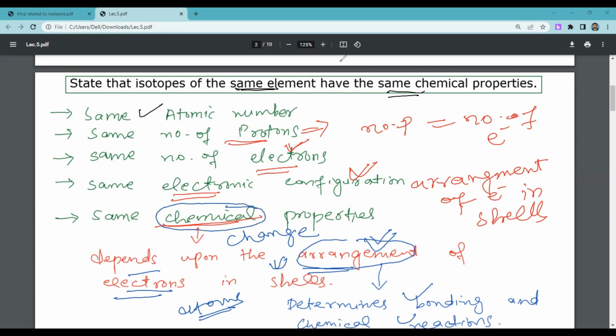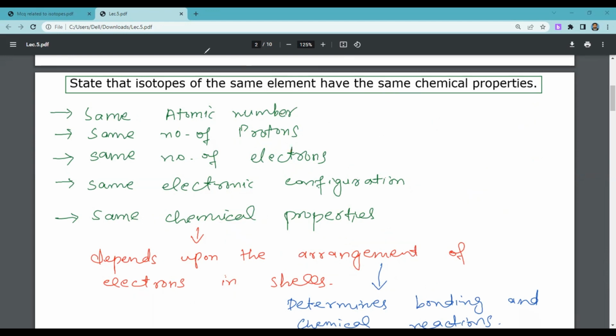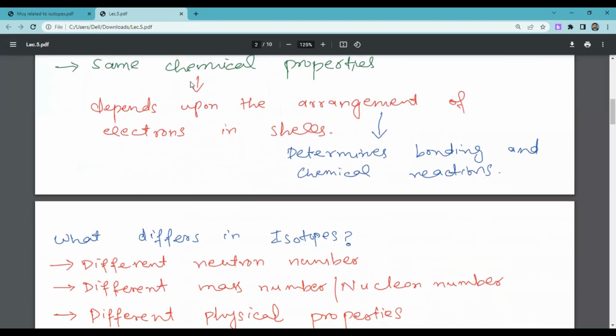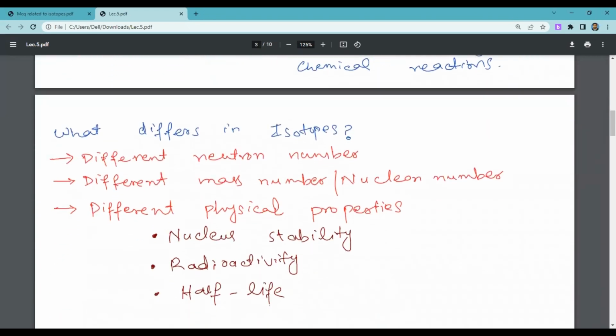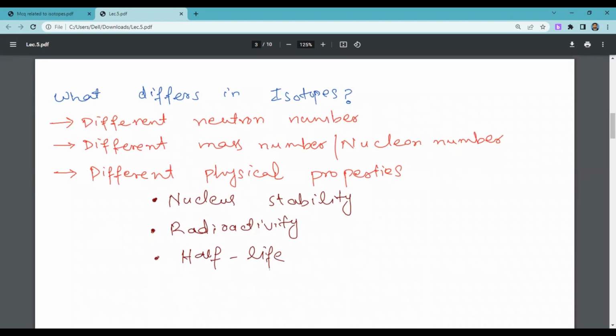If isotopes have the same chemical properties, then what is different in isotopes? How do isotopes differ? As we discussed, isotopes have the same chemical properties because of the same electrons and same electronic configuration. Isotopes have different neutron numbers. If they have different neutron numbers, it means that they have different mass numbers and different nucleon numbers. If they have different nucleon numbers, it means that they have different physical properties.